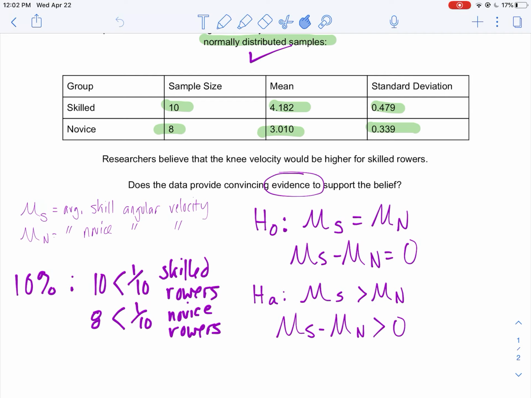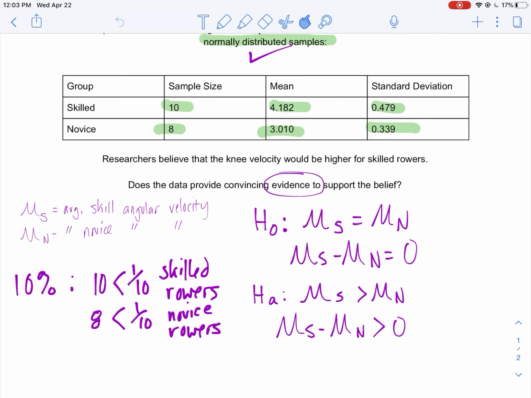All right, 2-sample t-test. So I'm going to go and enter in my statistics. I've got 10 for my mean. No, I've got 10 for my sample size. Excuse me, I got 4.18 for my mean. That's why it's always good to read these things. My standard deviation is 0.479, and my sample size is 10.